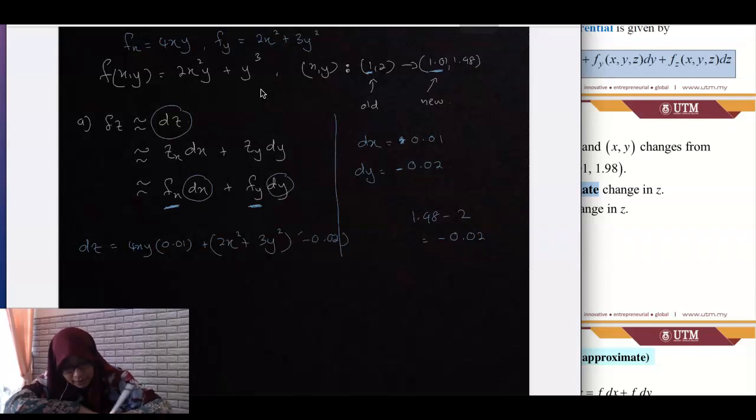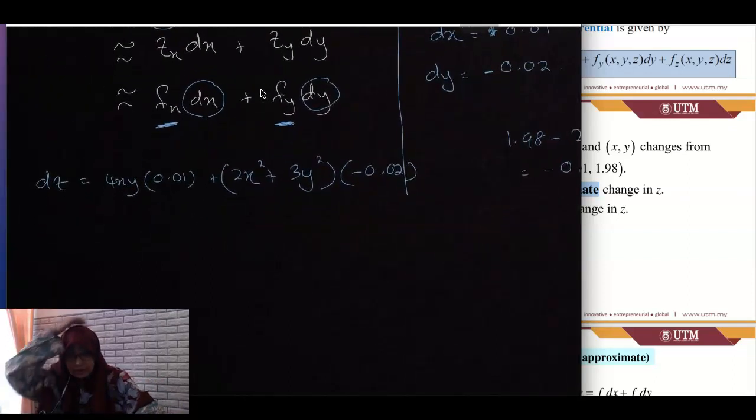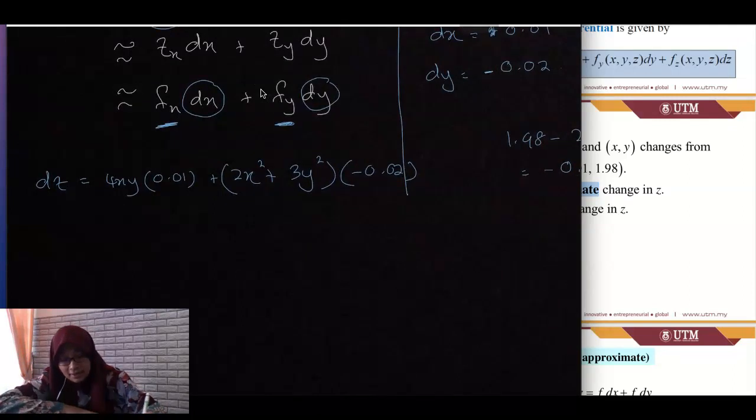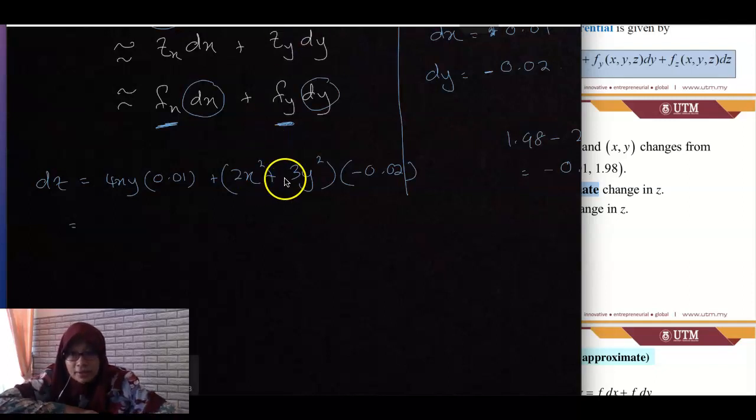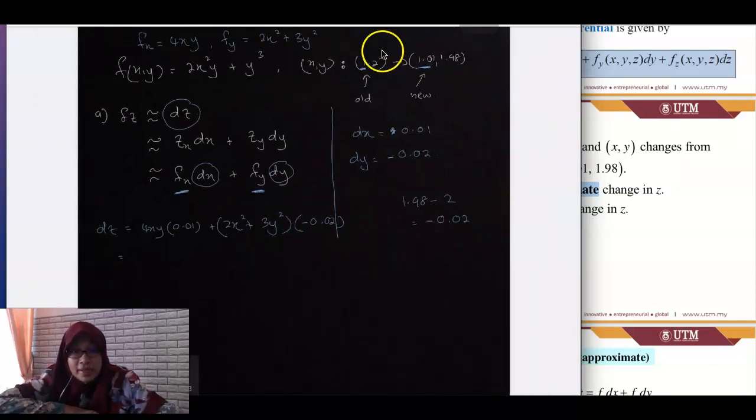You have to be careful with the increment, positive and negative is very important. If there is a negative, then you have to put the negative sign. And now it's time for us to evaluate. So for xy, there is x and y, also here you have x and y. So the question here, since you got two values of x and y, the old and the new, which point do you have to use? So this is a very important note.